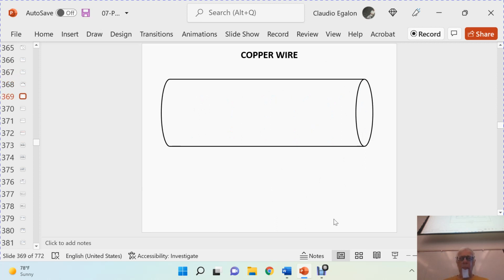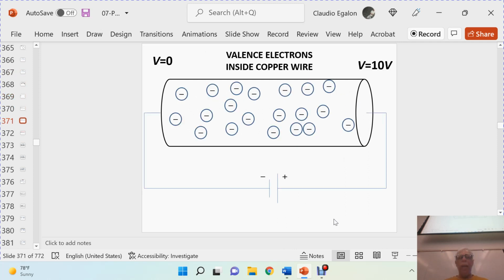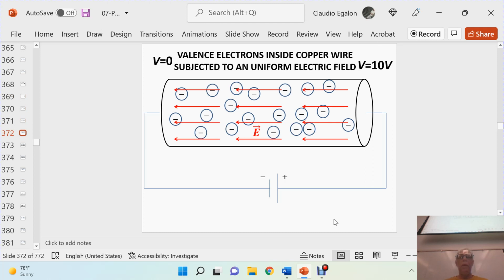Okay. So here you go. We have the copper wire. We have the electrons. And when we apply an electric potential at the end of this copper wire, let's say 10 volts, we produce a uniform electric field in the wire. That's the best way of understanding what's going on. You have to picture this uniform electric field inside the wire. The wire is solid, but there is an electric field in there. Electric fields can be inside a metal.